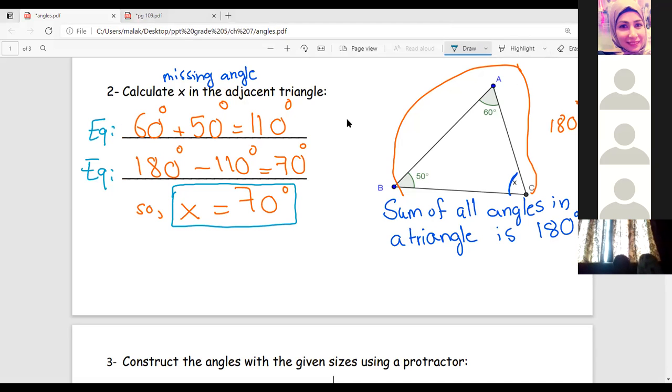So always, the sum of all angles in any triangle equals how much? 180 degrees. And in any quadrant.